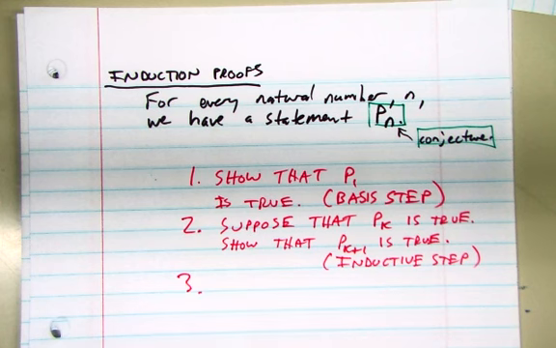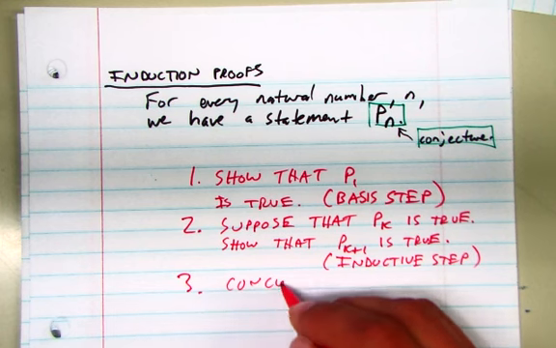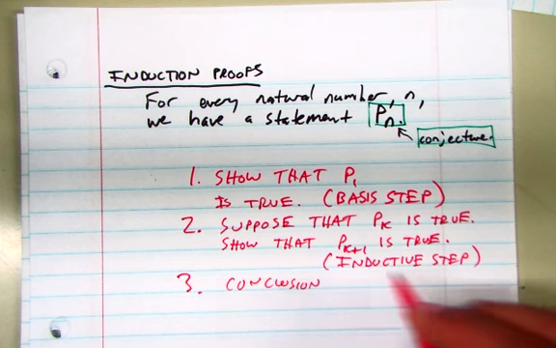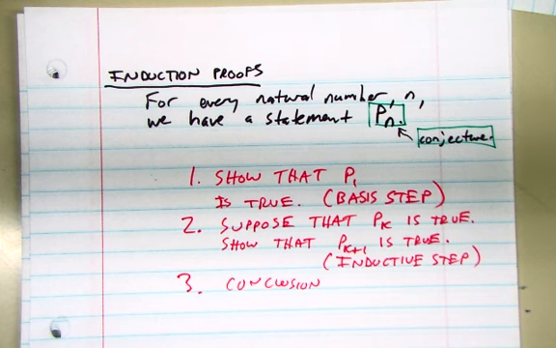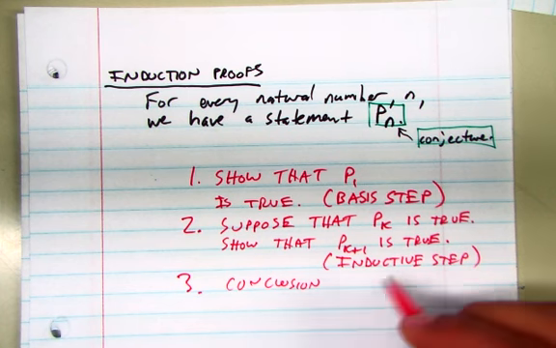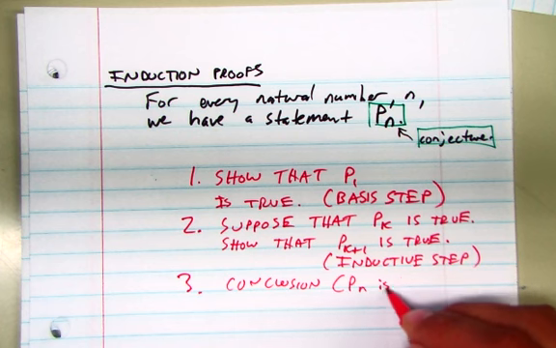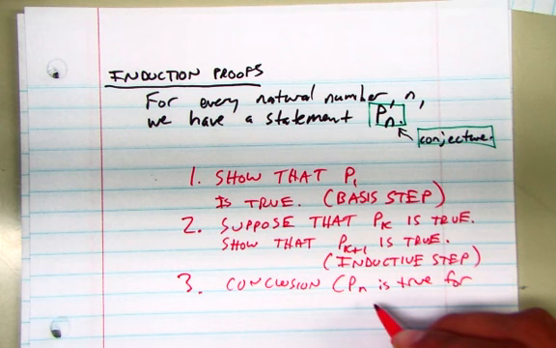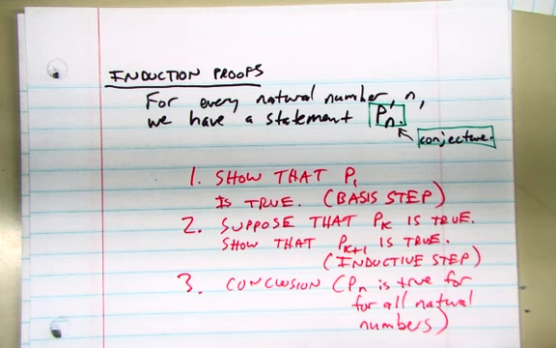Which then pretty much shows us, and this is the conclusion, that's the last step, that if I've proven that no matter where I am in the sequence of steps, the next step also works, then we can conclude that P sub n is true for every single case, for all natural numbers. So these are your three basic steps.